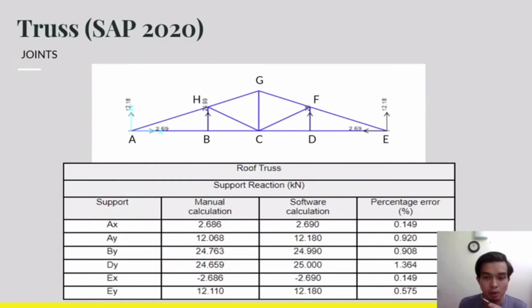The supports at points A, B, D, and E are pin, fix, pin respectively. So the pin support has both X and Y directions, while fix has only Y direction. So the values are as follows. As we can see here, the percentage differences are very small, ranging from 0.149 to 1.364. So this shows that the results from manual and software are almost the same.